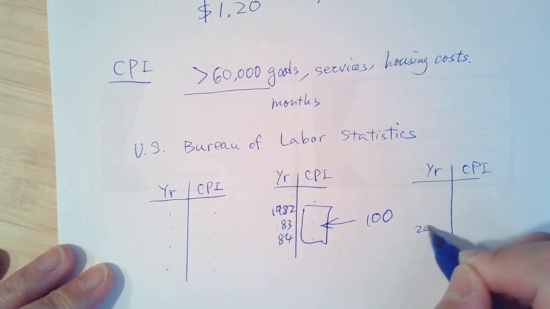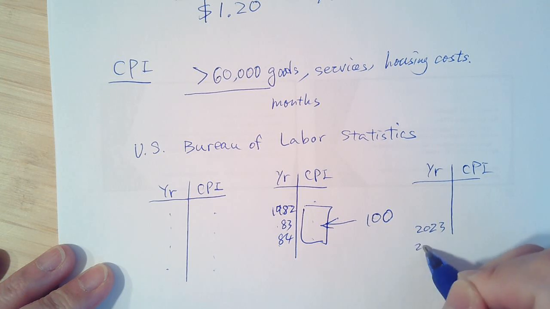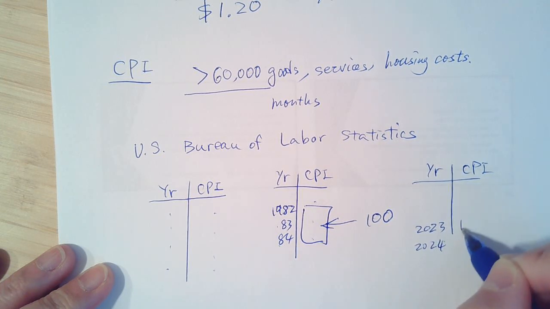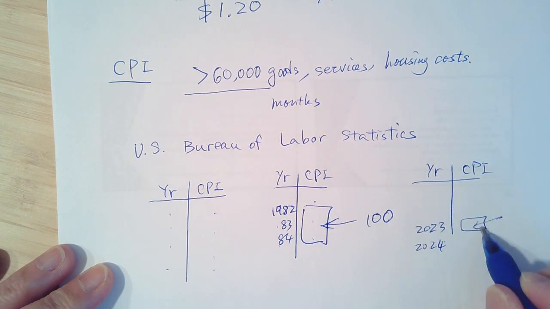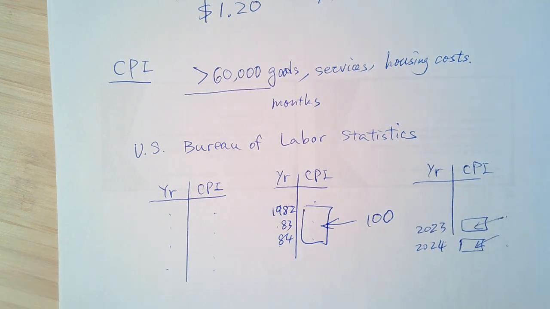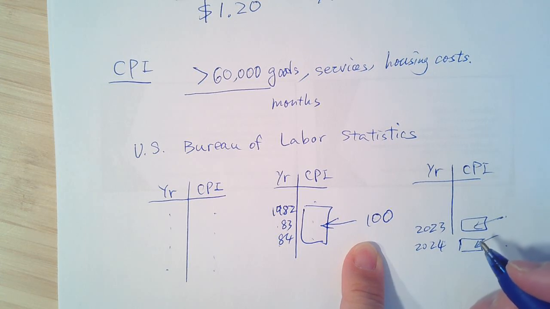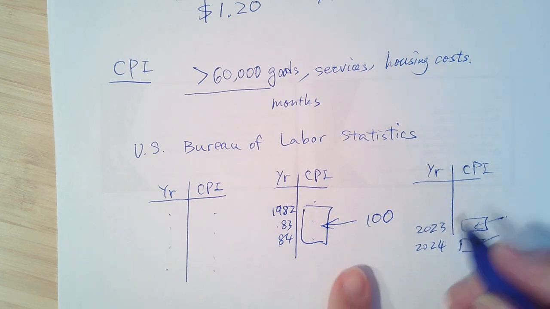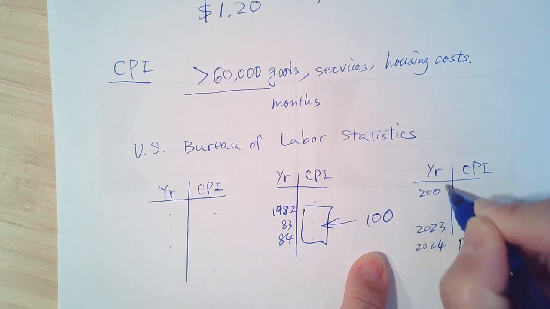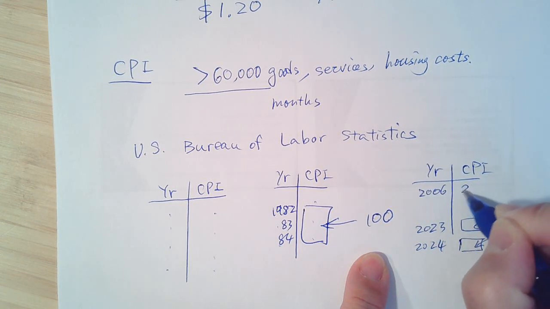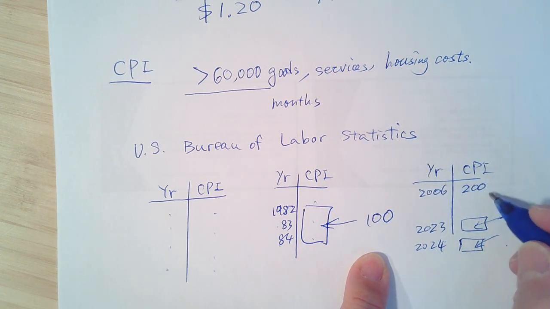And then later, CPI here is, let's say, 2023, 2024. If I have a number, it's going to be greater than 100. So that's a CPI, and that's compared with that. For example, around 2006, it's somewhere about 200. I think it's very, very close.